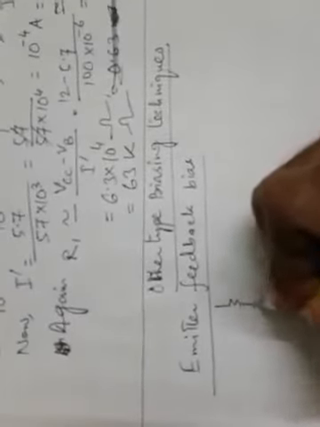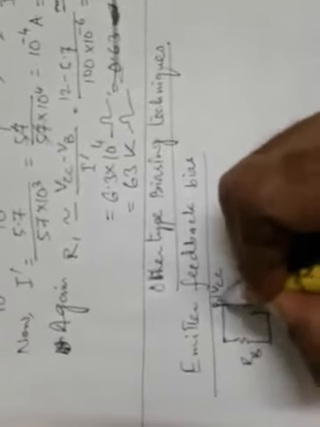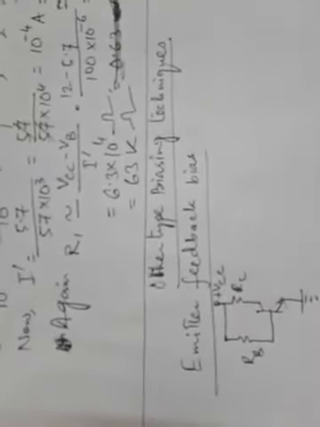Emitter feedback bias. To start with emitter feedback bias, let us first recall our discussion on base bias. The limitation of base bias circuit is that fixing up the Q point is problematic. This was the base bias circuit: RC, RB, this is VCC, and this is the NPN transistor. So this was the simple base bias circuit.